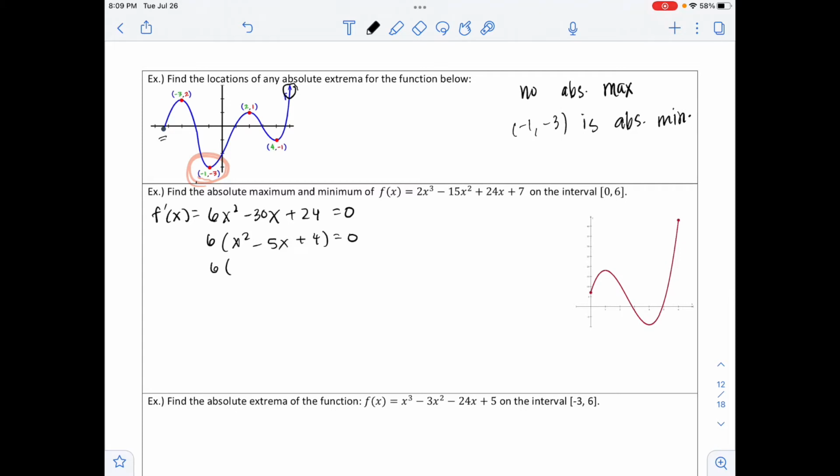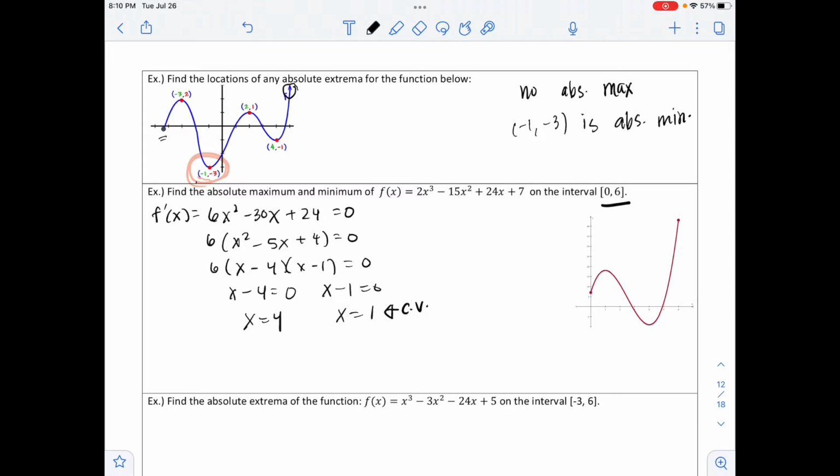And then this would factor using our guess and check method. And so we have 4 and 1, and they're both going to be negative since our middle term is negative. Solving each of these factors by setting them equal to 0, we get x is equal to 4 and x is equal to 1. And so these are both our critical values for this problem. And our endpoints were given to us. They are at 0 and at 6.